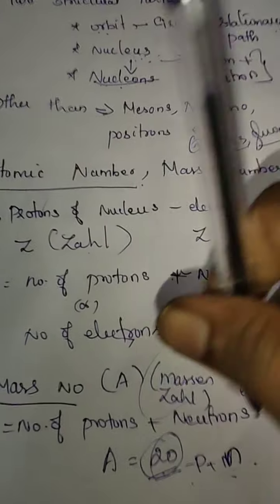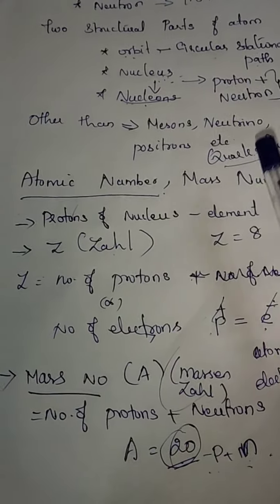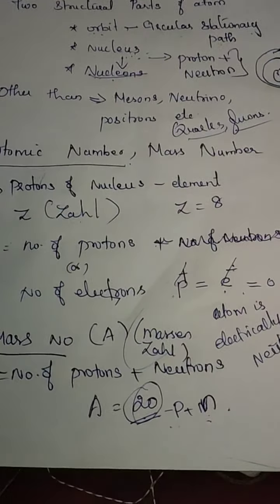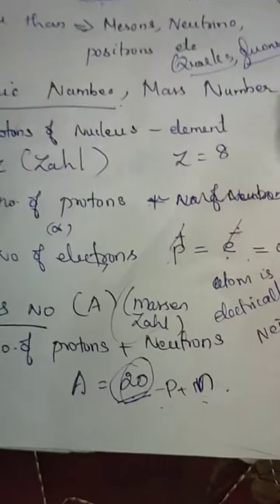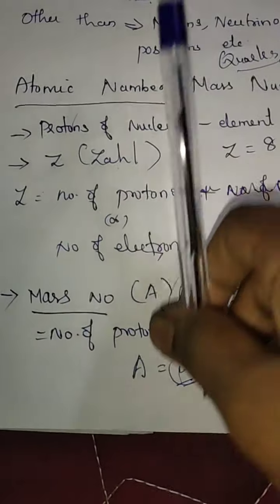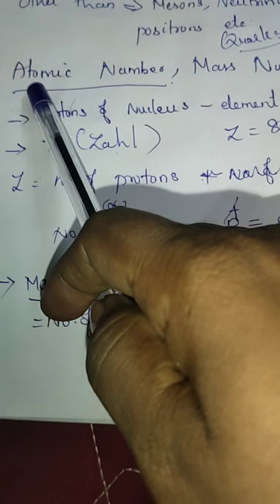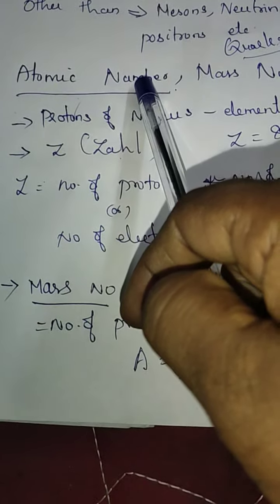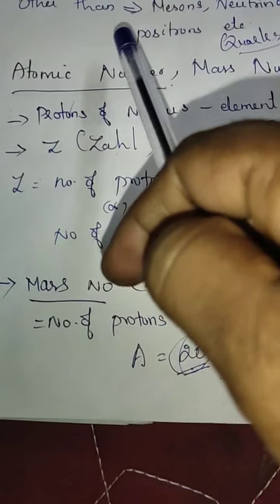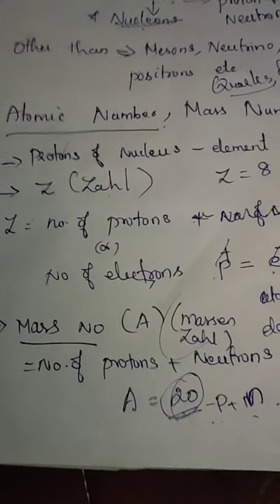Okay, the next one is atomic number and mass number. It's an important one. Have you heard these words before? Atomic number and mass number. First we are going to learn about atomic number, students.